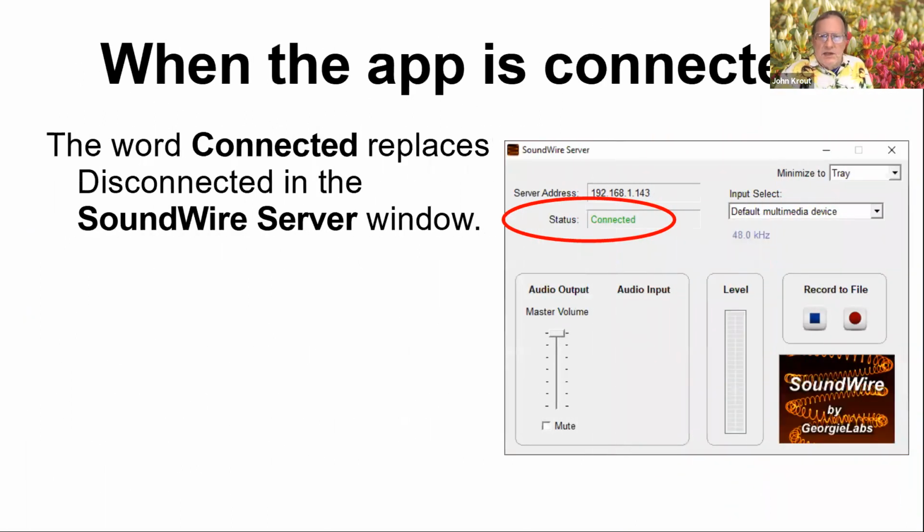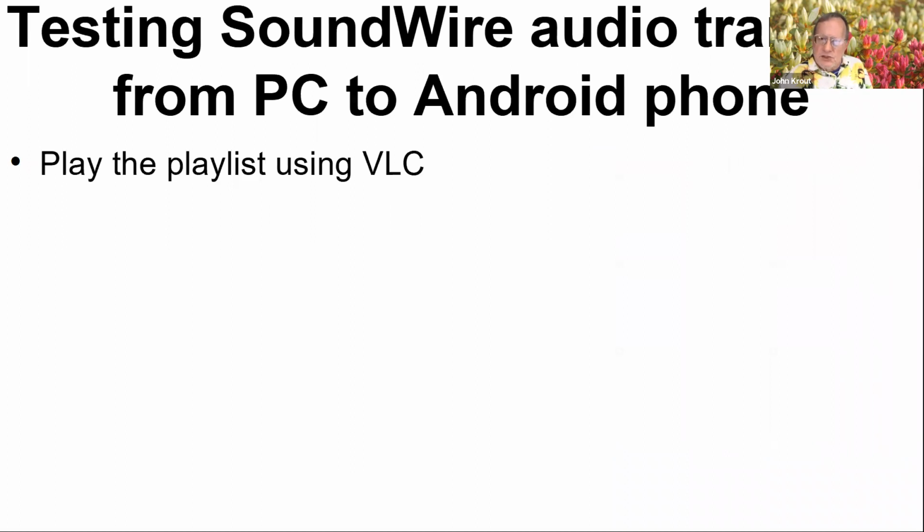But like I said, it isn't guaranteed that you'll need to do that. Most of the time, SoundWire Free and SoundWire Server will find each other without your help, and so you won't need to type in the IP address. When they do connect, on SoundWire Server on your computer you will see the word connected appear like I just showed you.